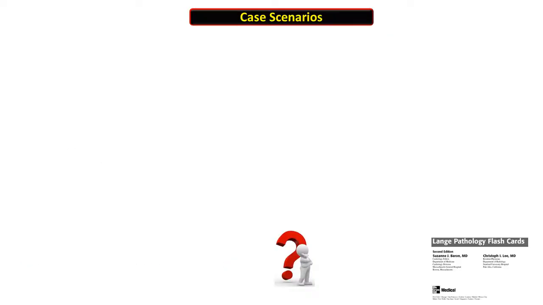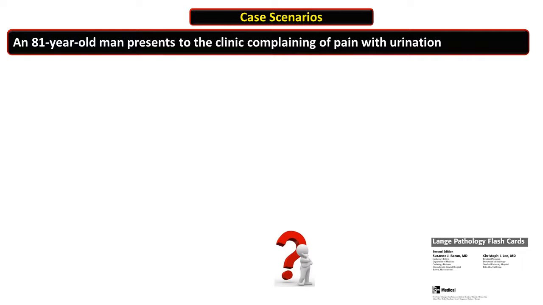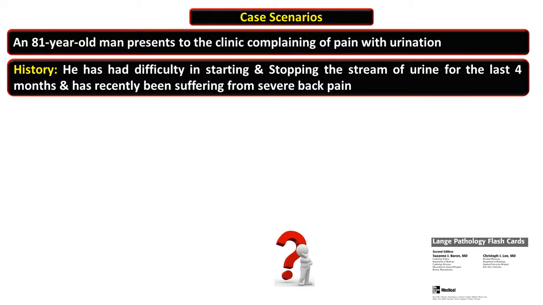During the next hour, we will look for the answer to this clinical scenario in which an 81-year-old man presents to the clinic complaining of pain with urination. He has had difficulty in starting and stopping the stream of urine for the last 4 months and has recently been suffering from severe back pain.